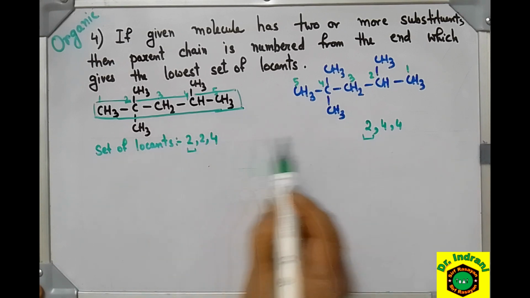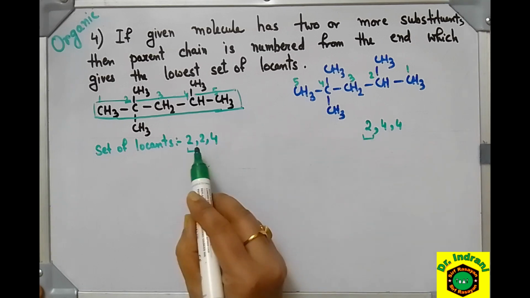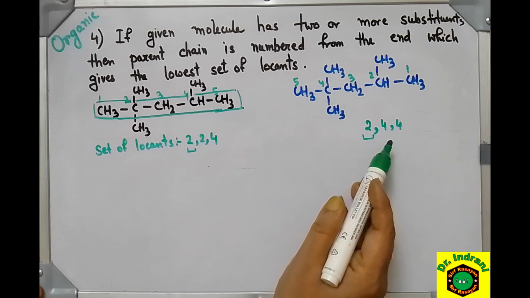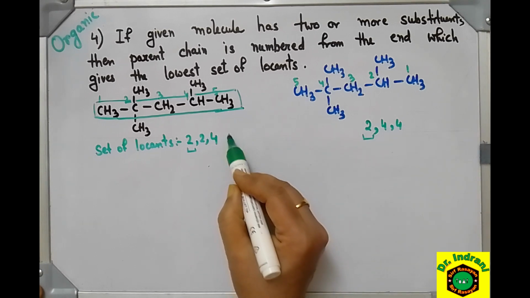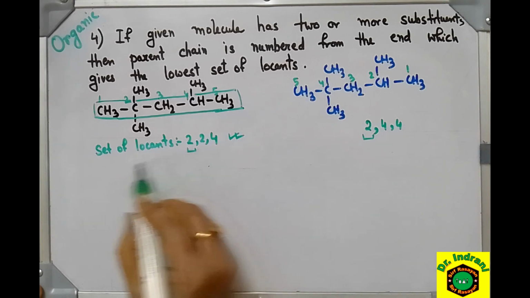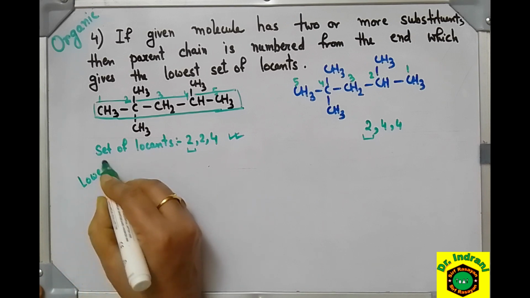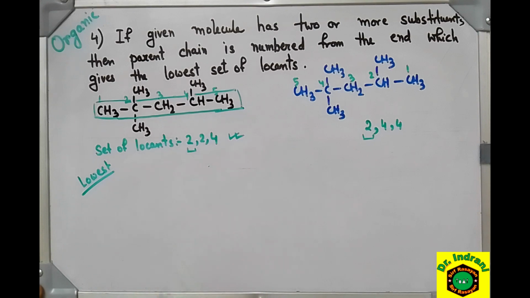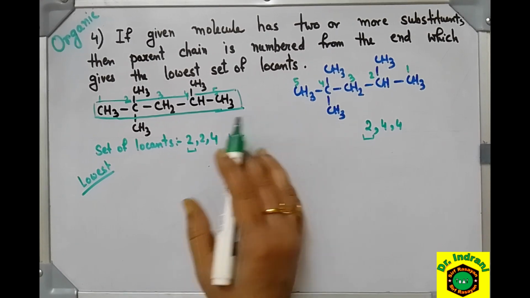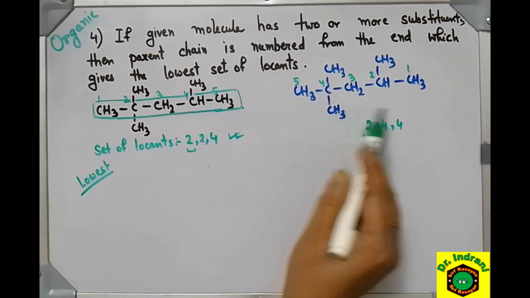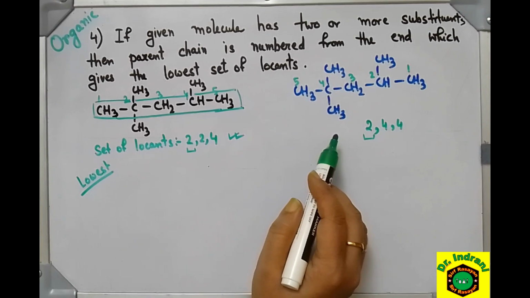This is 2 and here it is 4. So between these two, 2 is lower than 4. So you have to consider this one. This is your lowest set of locants. This is your lowest set of locants. Therefore, this is one set of locants, this is another set of locants.